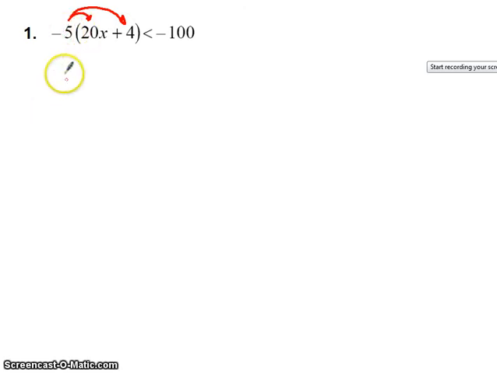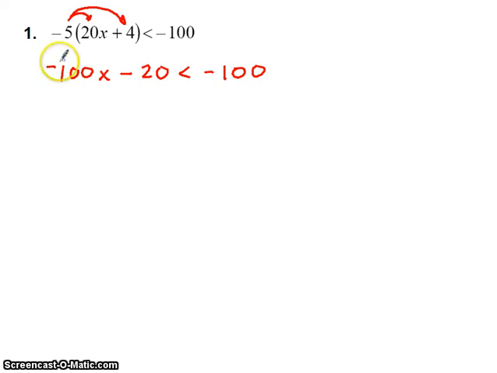So we have a negative 5 times 20x, which gives us a negative 100x, and then we have negative 5 times 4, which is negative 20. This is all less than negative 100. Now what we want to do here is solve for x. And so we want to get the term that has the x all by itself. We want to get that negative 100x all by itself to start.